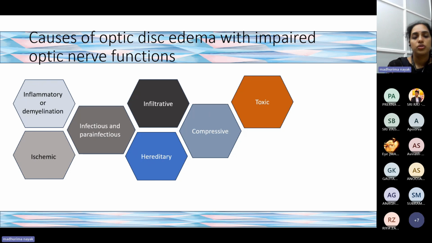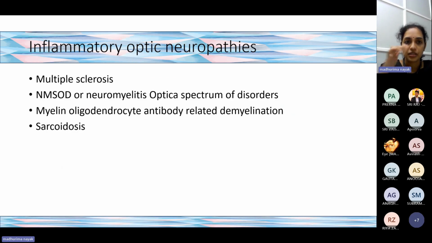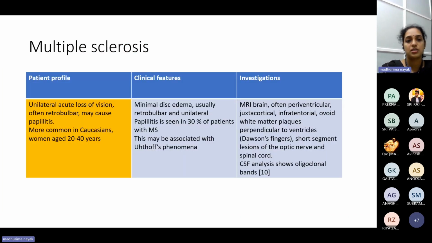So next we'll go to causes of optic disc edema with impaired optic nerve functions. There are a host of causes, so let's deal with them one by one so that it's not too intriguing. Most important are the inflammatory optic neuropathies. Some people prefer to call it demyelinating. Because I've included sarcoid in this, I prefer to call it inflammatory. There are more causes, but these are the 4 important ones.